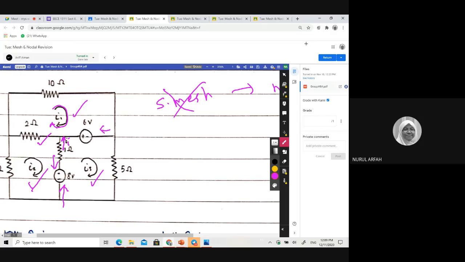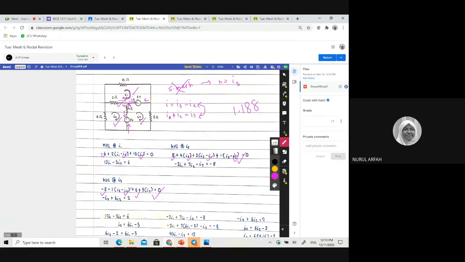Okay, if this is I, so you should have I equal to I3 minus I2. Why? Because you have I3 in this direction, and I2 is in this direction. So I1 plus I2 equal to I3. I1 plus I plus I2 equal to I3. So you rearrange, you should get the same thing. And then let me check your answer. Yes, you have it correct here.